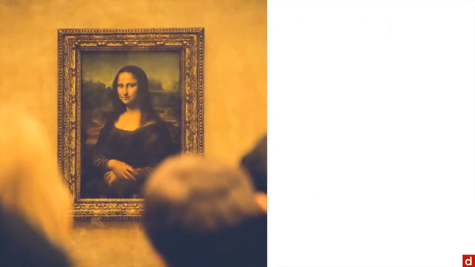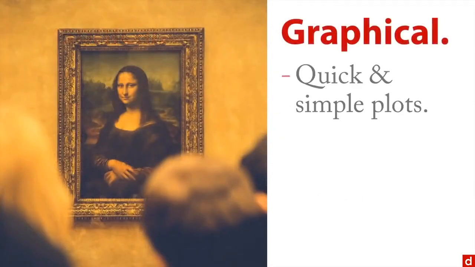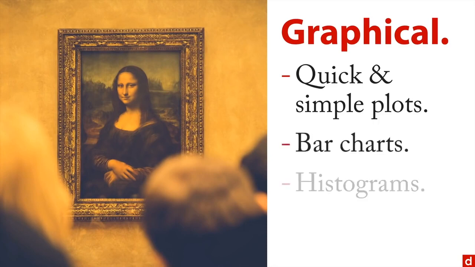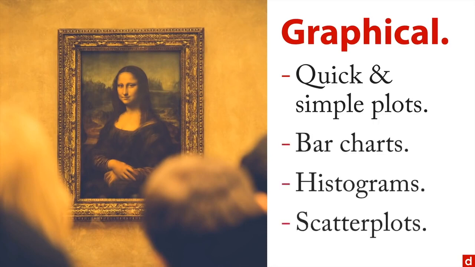So let's go first to the graphical part. There are very quick and simple plots that you can do. Those include things like bar charts and histograms and scatter plots. Very easy to make and very quick way of getting an understanding of the variables in your data set.